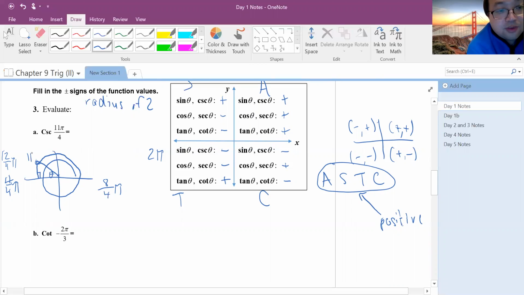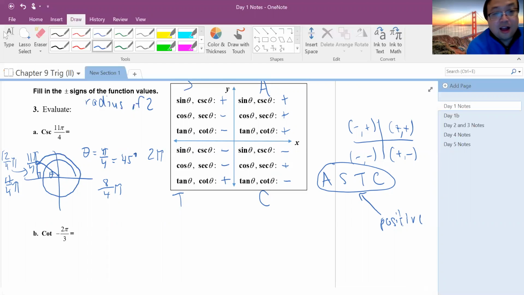Now I'm going to go ahead and label the reference angle. So recall, this was at 11 pi over 4. And then if I compare that to 12 pi over 4, here's my reference angle. The reference angle is going to be pi over 4. Now in degrees, it's going to be 45 degrees. Remember, pi is 180, so if I do 180 divided by 4, that's 45 degrees. Now let me go ahead and redraw the triangle down here so I have the room.